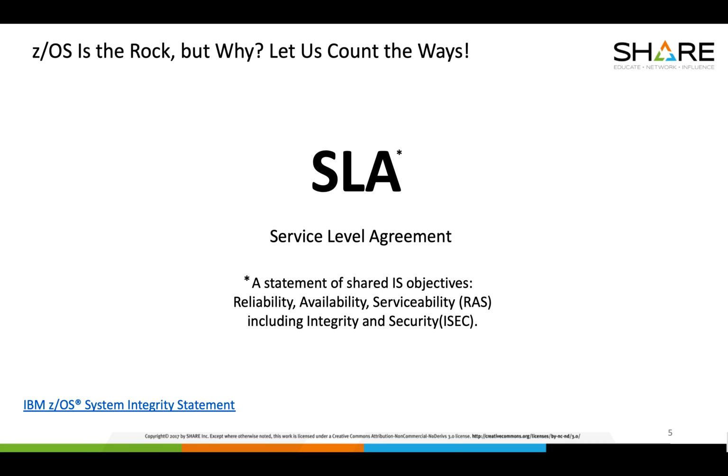Now, when he made that agreement with himself, he, in essence, was mirroring the kind of agreements that you make with your users regularly. They're called service level agreements. And they are statements of shared objectives. In the case of IS, they include reliability, availability, serviceability, in the IBM vernacular, RAS, and also includes integrity and security, ISEC. The most famous of all the service level agreements is the one that IBM entered into with its customers back in the early 70s.